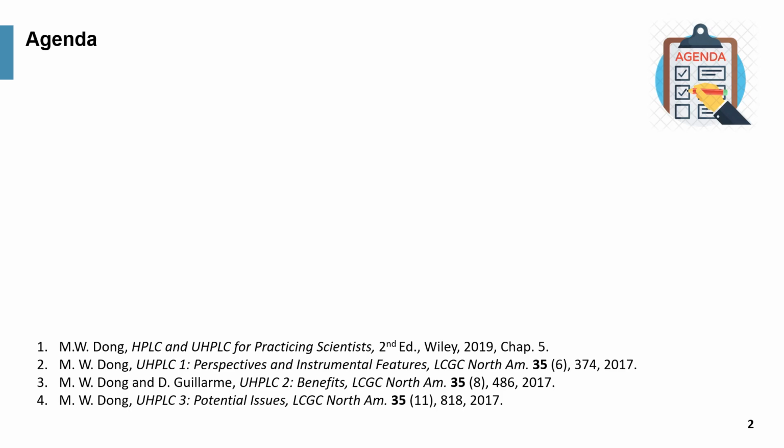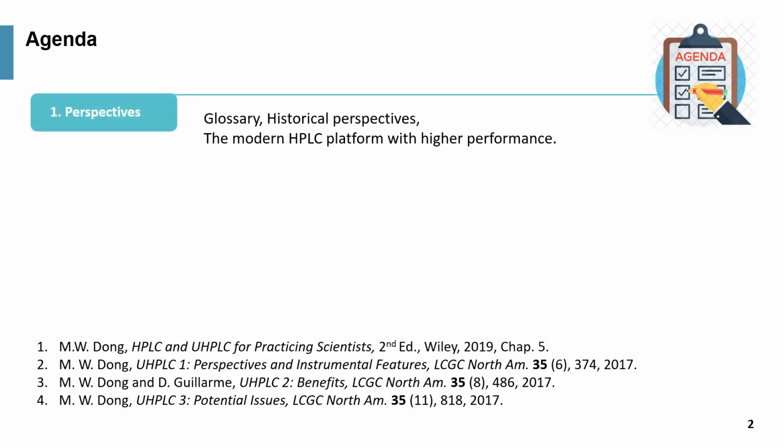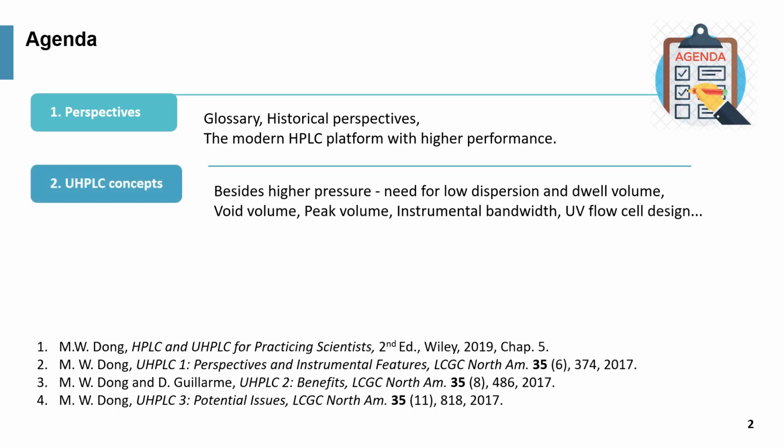Here is our agenda. First is perspective, where we describe glossary, historical perspective, and the modern HPLC platform with higher performance. Second is UHPLC concepts. Besides high pressure, there's a need for low dispersion and low dwell volume because of the low void volume and peak volume of the UHPLC column. Also talk about instrumental bandwidth and the UV flow cell design.